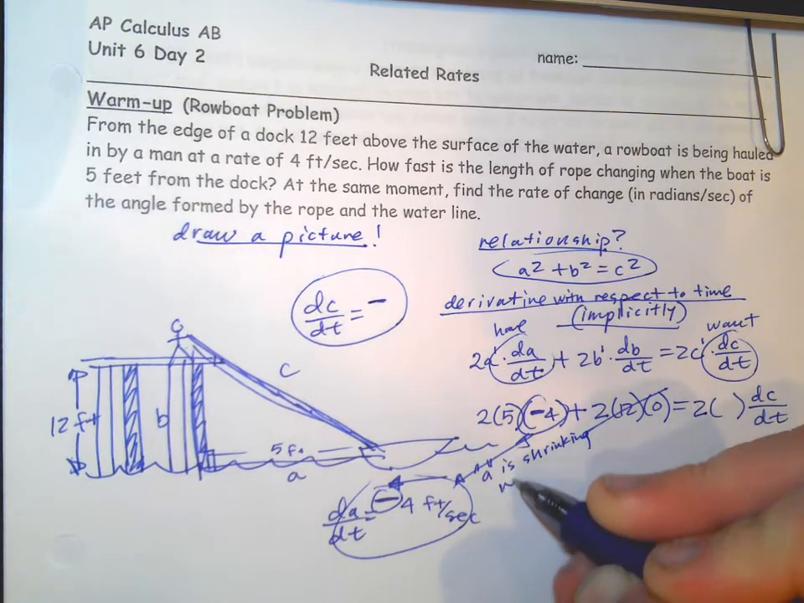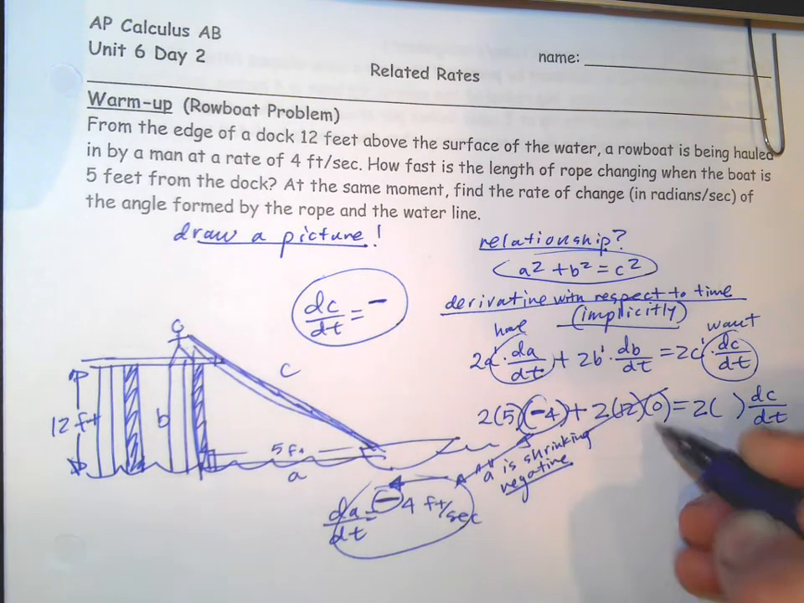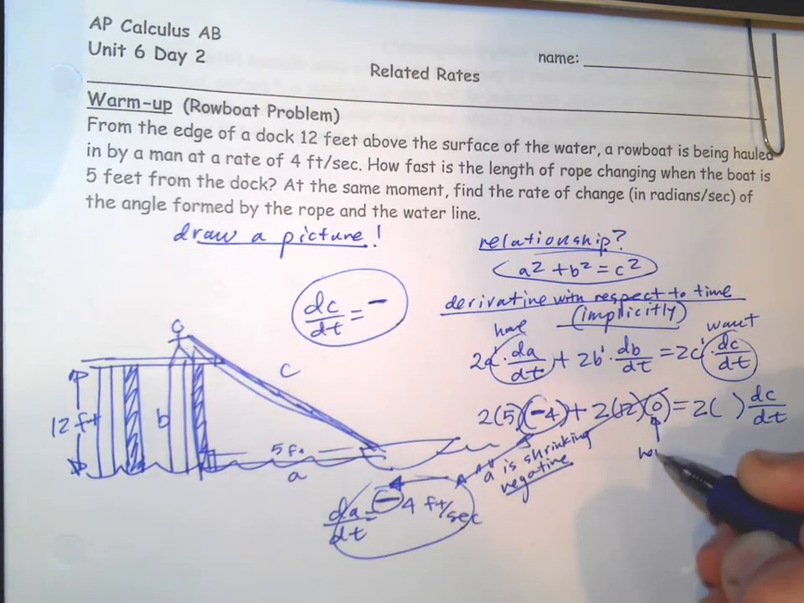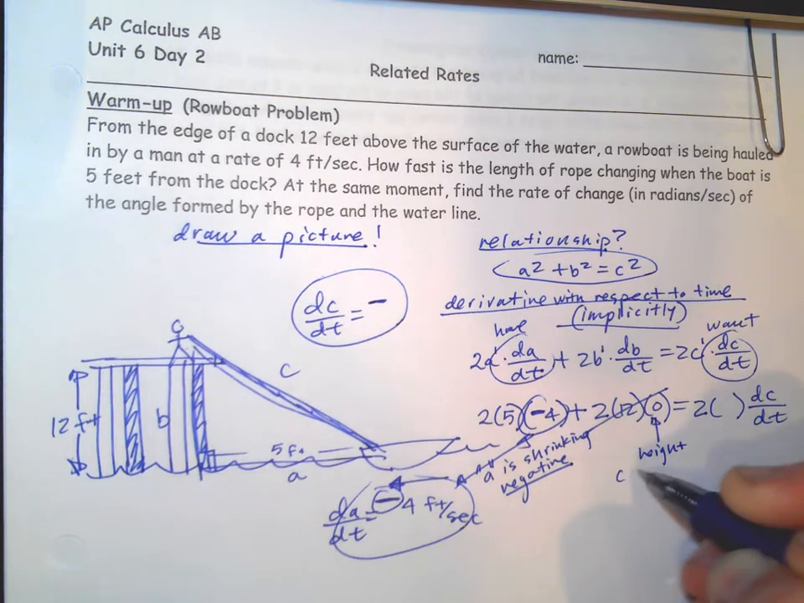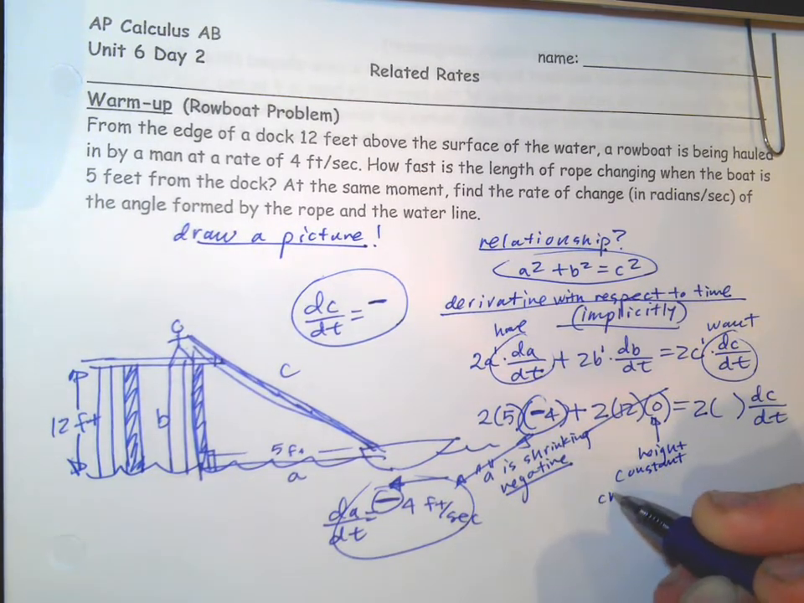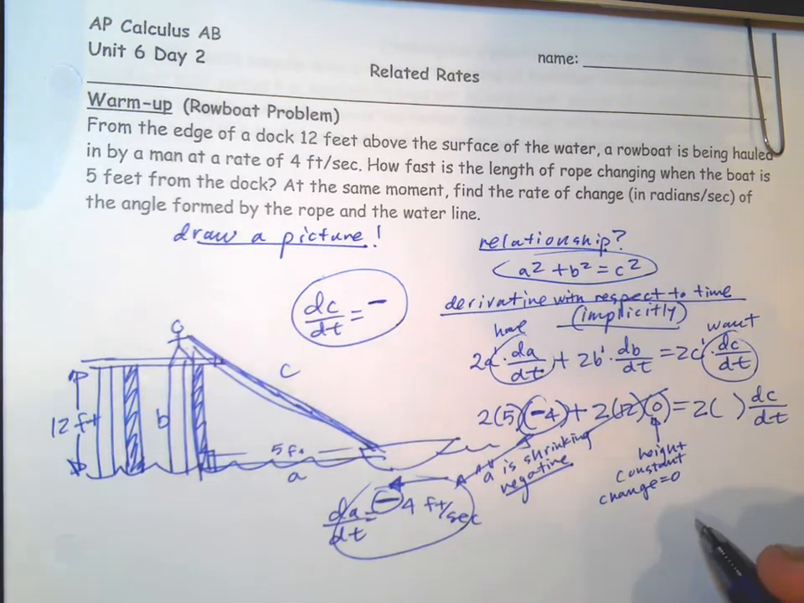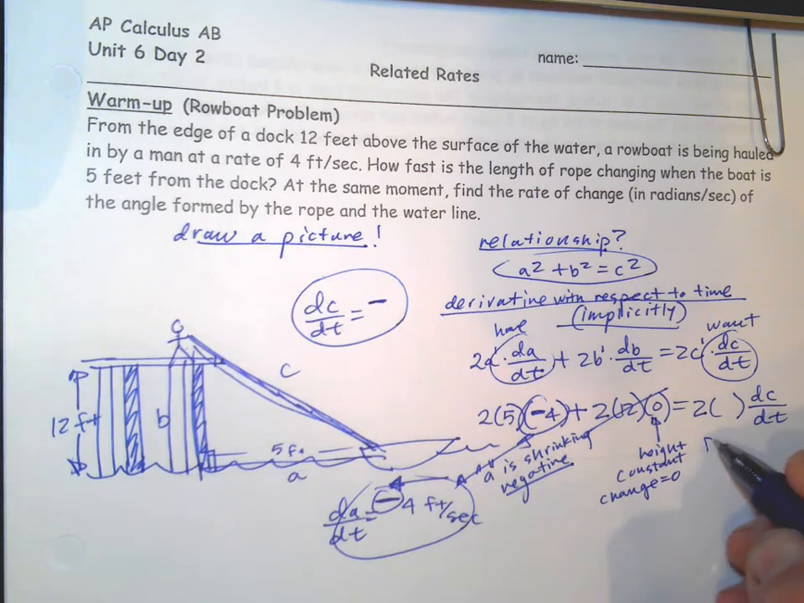Okay, so it needs to be a negative rate. Okay, this right here, the height is constant. So its derivative, its rate of change is 0. Okay, so we got to find C.